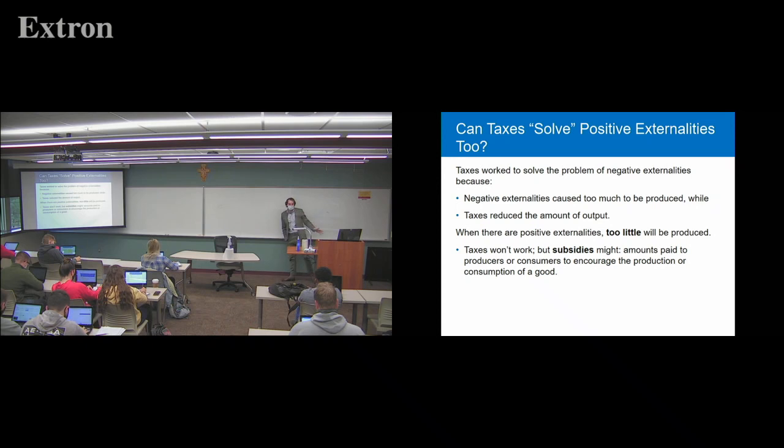So instead of using taxes, what we can do is use subsidies. We can pay producers or consumers to encourage the production or the consumption of a good, so that we end up producing and consuming more. We move towards that efficient level. Because remember, when there's a positive externality, those involved in the transaction don't get all the benefits from the transaction, so they're going to consume and produce too little. They're not going to do as much as they would if they were able to obtain the entire benefit.